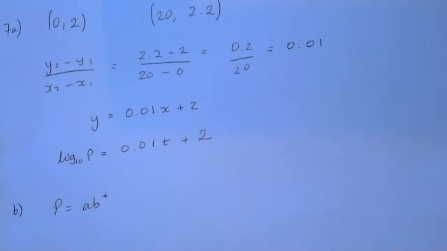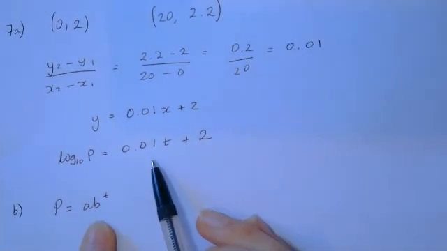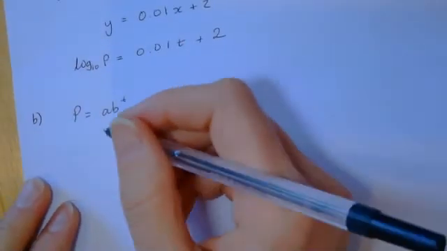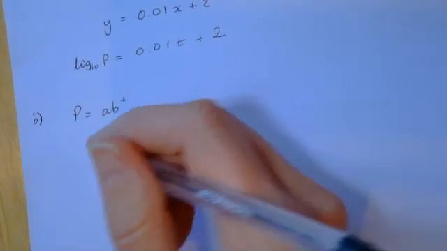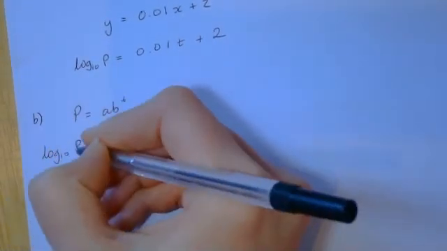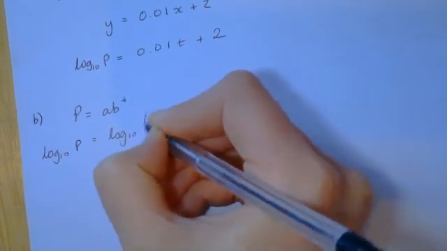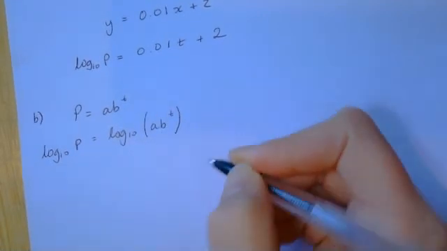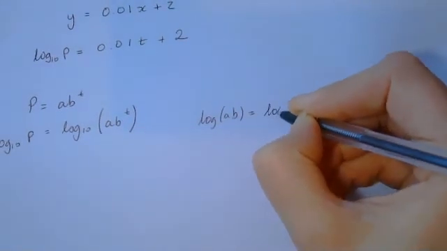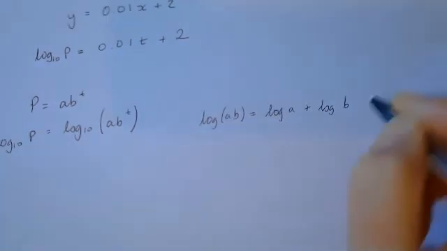Right, now it says work out the value of A. So A, remember, comes from this formula here. So I've got P equals A B to the power t. And now I need to work out the value of A. So if you look at this and this, we are somehow going to have to equate these. So let's take log of both sides here. So I'm going to take log to base 10 of P. That's looking good. And I'm going to take log to base 10 of A B to the power t.